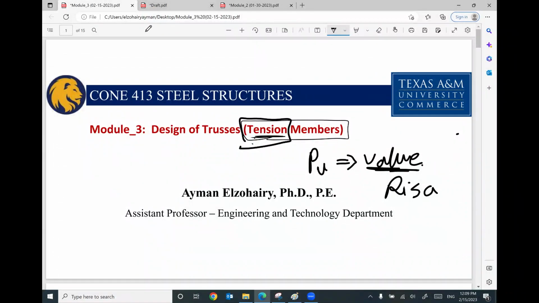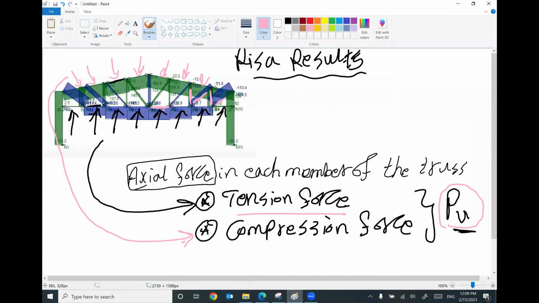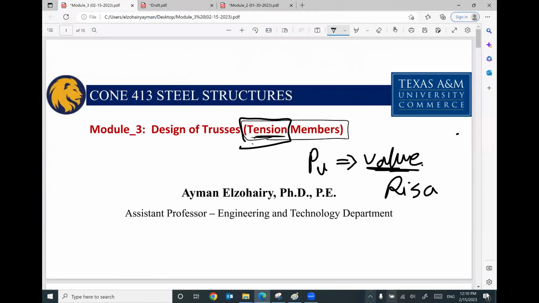Guys, do you have any questions so far about what will be covered today? It's very important to build this story and to understand what's going on, how to start your project, from scratch. So today I will cover the design of these members, not all of them, but the member under tension, because we have members under compression, will be covered next week. So let's start to see what's going on with the design of tension members in your truss.